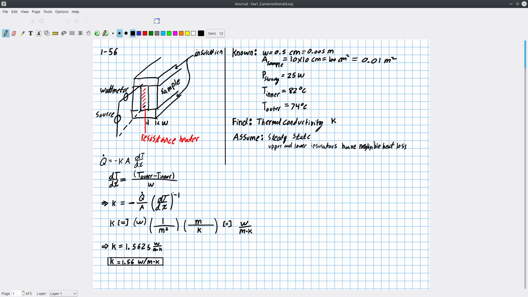We can use the difference in temperature as well as the width of that sample. Then we can rearrange for the thermal conductivity k, assuming again steady state and that these upper and lower insulators have negligible heat loss. And then we can solve for that thermal conductivity k.